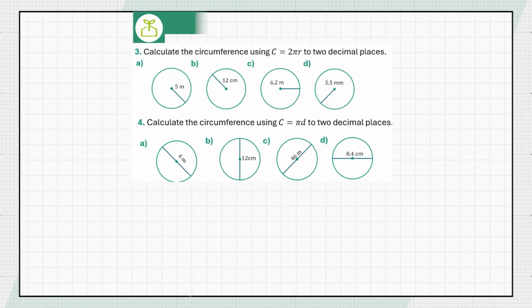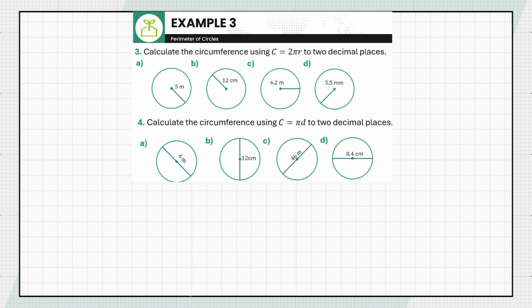Here's some for you guys to practice, so just give the video a pause, give them a go, and then I'll solve them. Okay, let's get started with our first one, 3A. So for A, what we want is to calculate the circumference using the radius, so we're using 2 pi r. So for this one, our circumference will equal 2 times pi times our radius, which is 5.